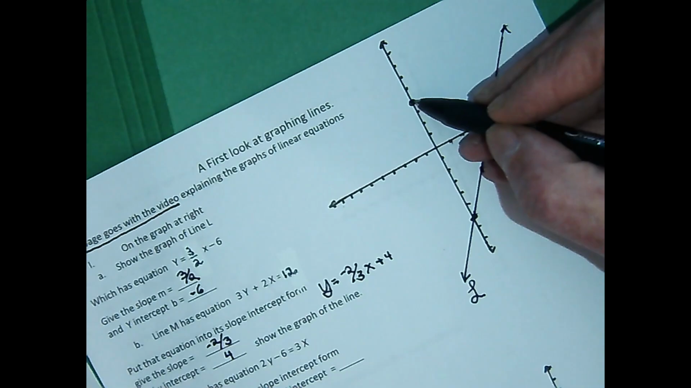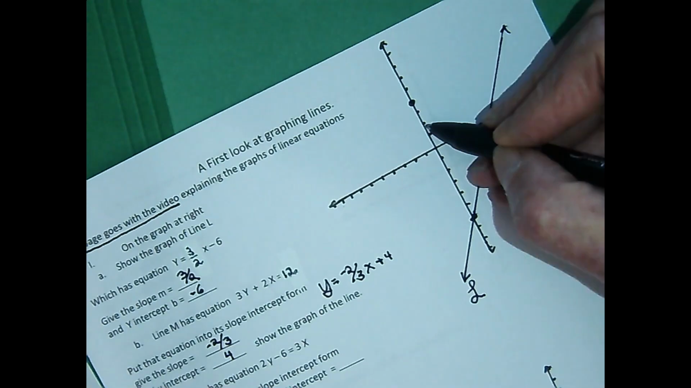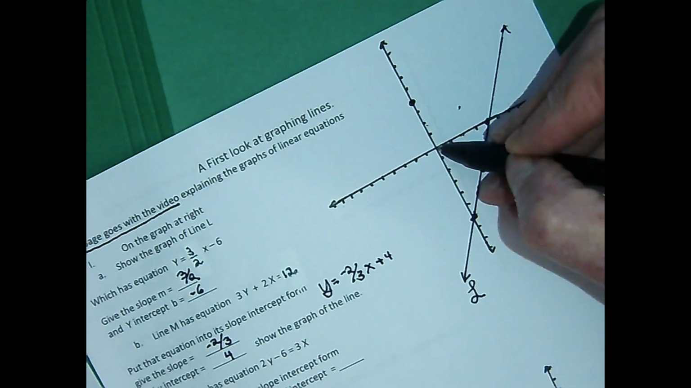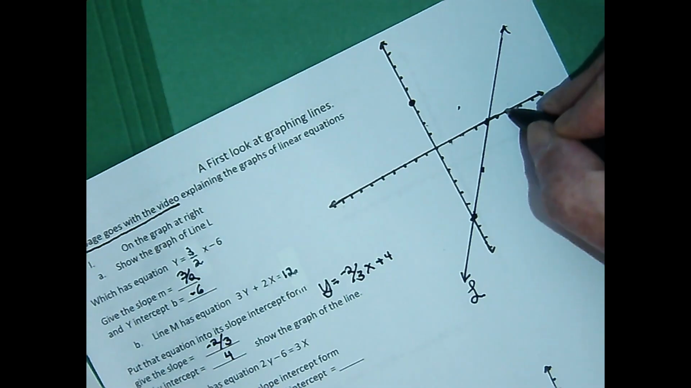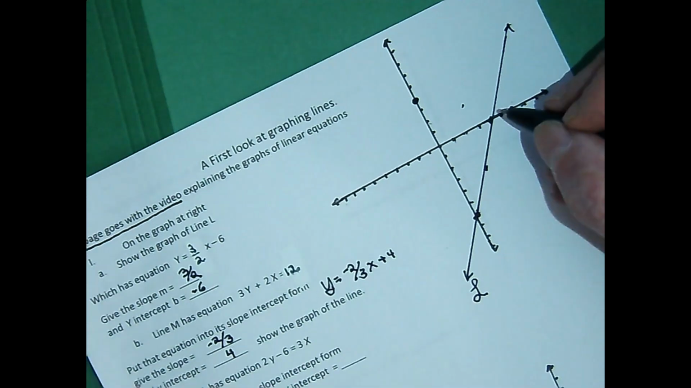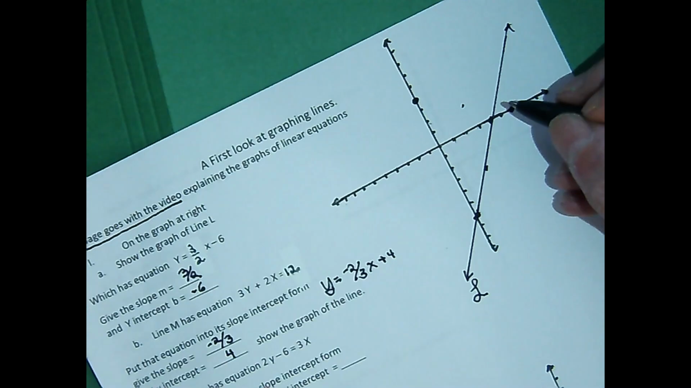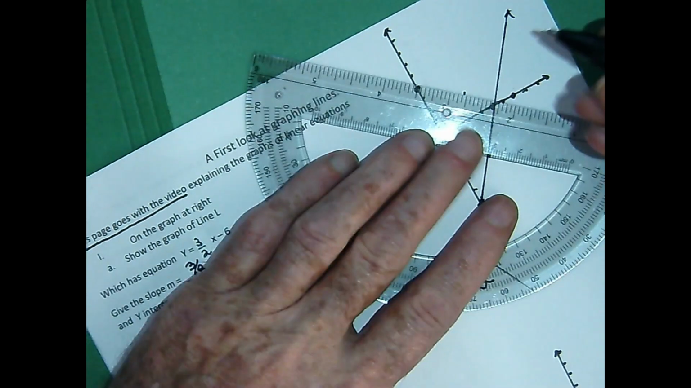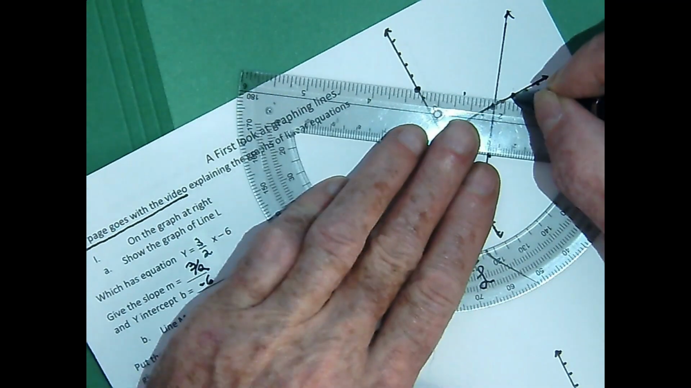And I can do that, go down 2 and over 3. But if I went down 4, I'd go over 6. And I think that would take me to this place. Down 2 over 3 is about like going down 4 and over 6. So I'm going to go through those points, and they should appear collinear.